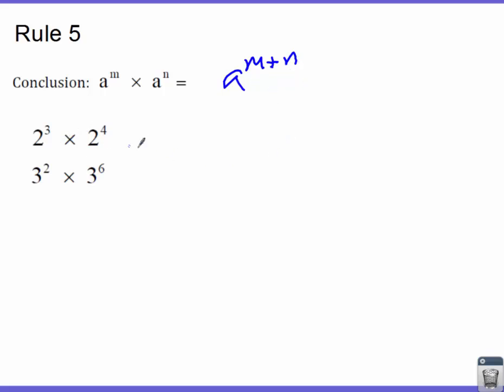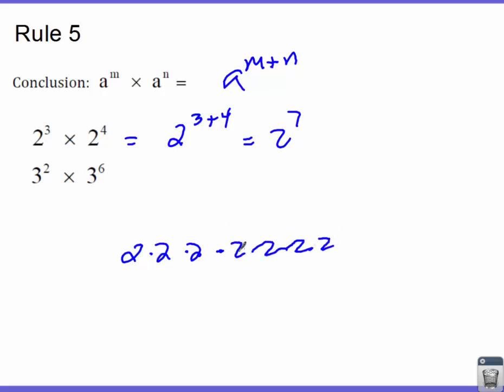So if we have this problem right here, what we're going to do is 2 to the third times 2 to the fourth is 2 to the, and then we're going to do 3 plus 4, which gives us 2 to the 7th. So basically what this says is I've got 3 2's. I'm going to multiply them together. And then I'm going to multiply that together with 4 more 2's. Okay, so we end up with 7 2's there all together, so that gives me 2 to the 7th power.